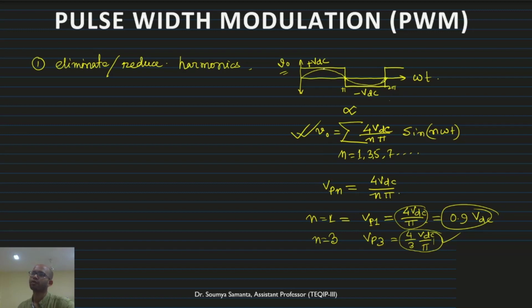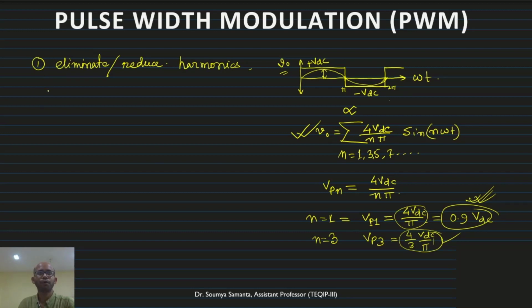So this is the 90% of the DC value, the 0.9 of the VDC. That is the maximum peak value we can get. Now suppose we want to control it. If we want to control it, suppose we want to reduce this value, how can we do that? Here using the square wave, we cannot. From the square wave voltage, we cannot change the peak value of the fundamental frequency.